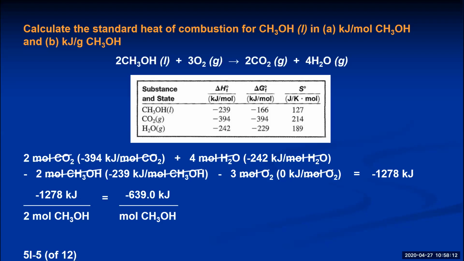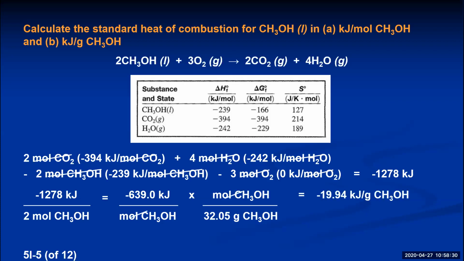If you want the answer in kilojoules per gram of methanol, then we would just have to switch our answer from kilojoules per mole into kilojoules per gram by using methanol's molar mass. And that's 32.05 grams per mole. I would arrange it such that the moles of the methanol would cancel out. And then I wind up getting my answer in 4 significant figures as negative 19.94 kilojoules per gram of methanol.